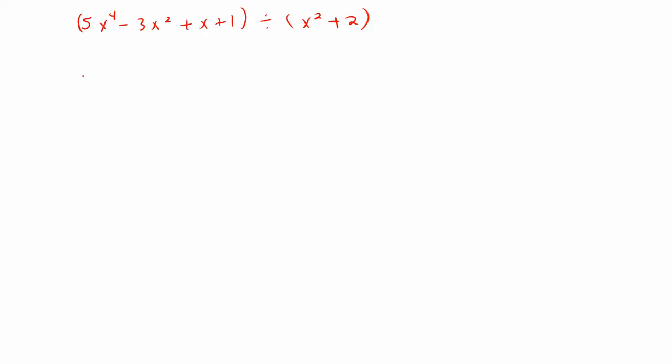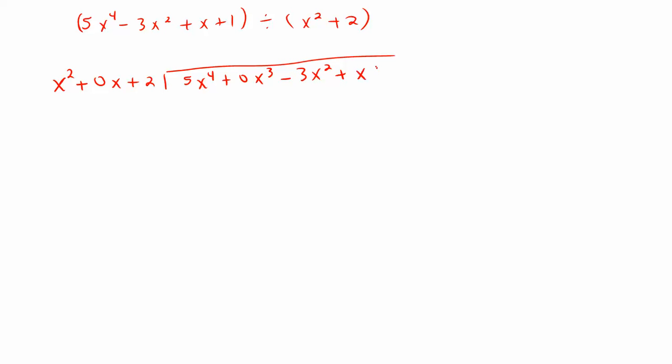So I'll have x squared plus 2 on the outside. Now we have a missing term there. We have the x squared, but we're missing the x to the first, so I'm going to add a 0x to the first into that polynomial. All right, and our dividend is 5x to the fourth. Again, we have a missing term of x to the third, so I'm going to add that in there. Minus 3x squared plus x plus 1.